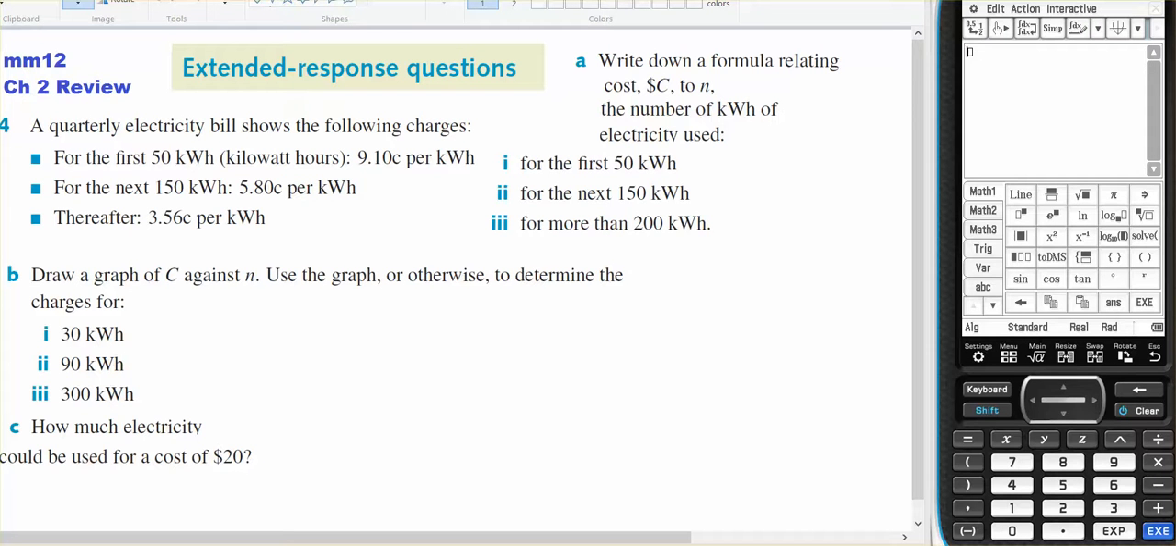This is for Year 11 Methods. It comes out of Chapter 2 Extended Response from the review, and it's question number 4. A quarterly bill shows the following charges. For the first 50 kilowatt hours, we have 9.1 cents per kilowatt hour. So 9.1 is going to be my gradient.